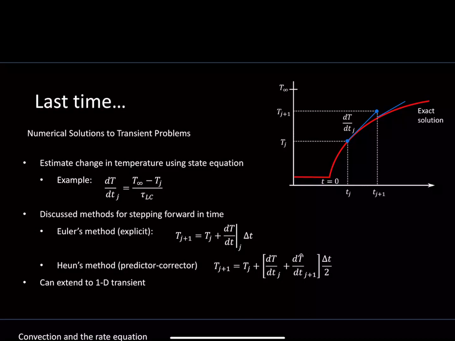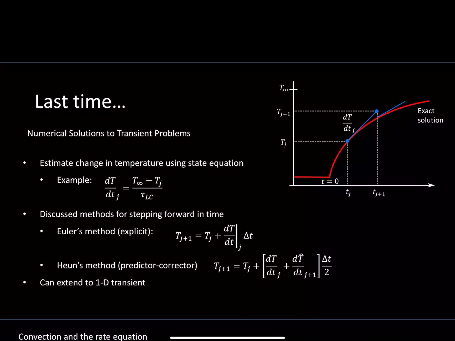We talked about a couple different methods to do this. One is Euler's, the other is Heun's method. Euler's method is an explicit technique where you just estimate the derivative at the beginning of the time step, whereas Heun's method is a predictor-corrector method, which includes an estimate at the end of the time step, and then you average both of those derivatives together. In both cases, what you're trying to do is develop the state equation, and that state equation is useful for predicting the rate of change that lets us step forward in time. We did extend this to 1D transient and had an example with that.